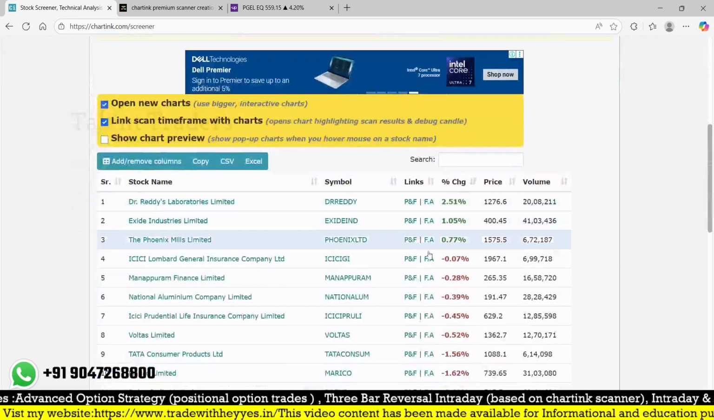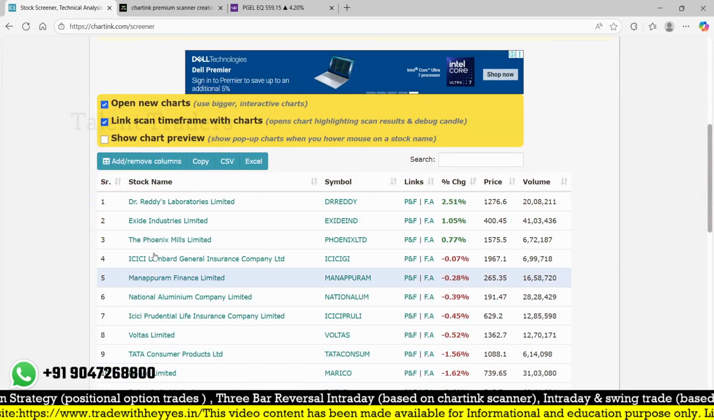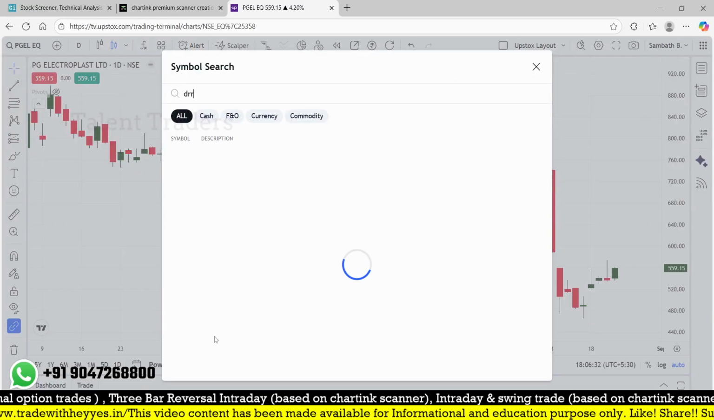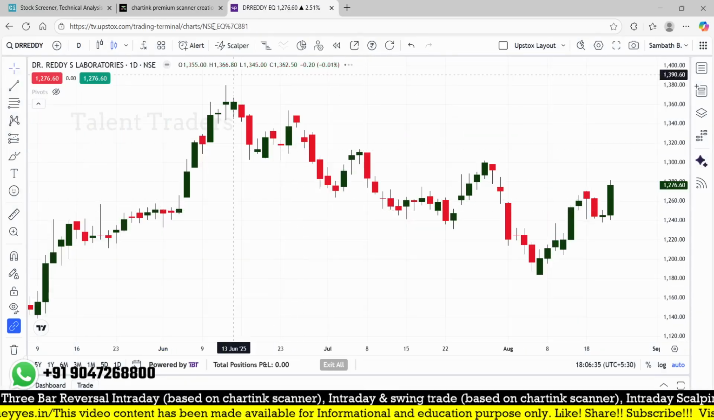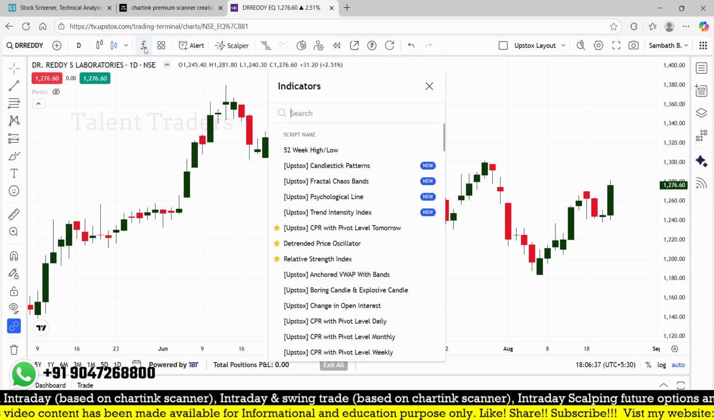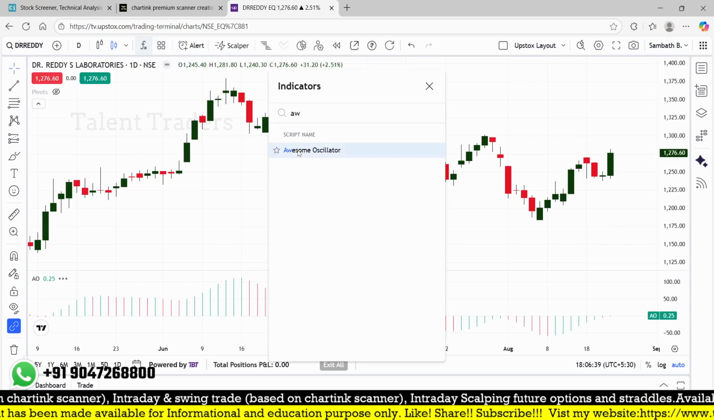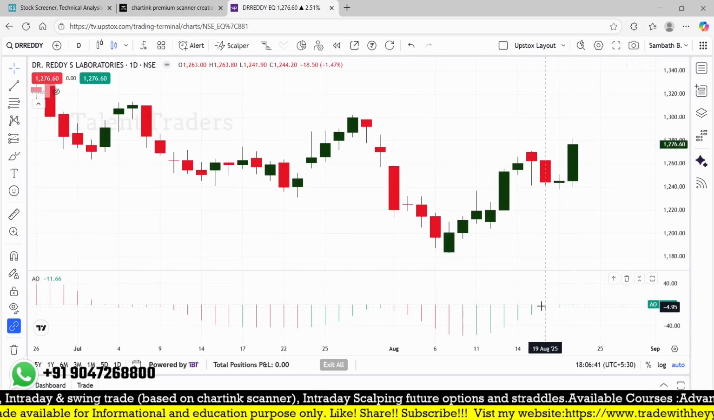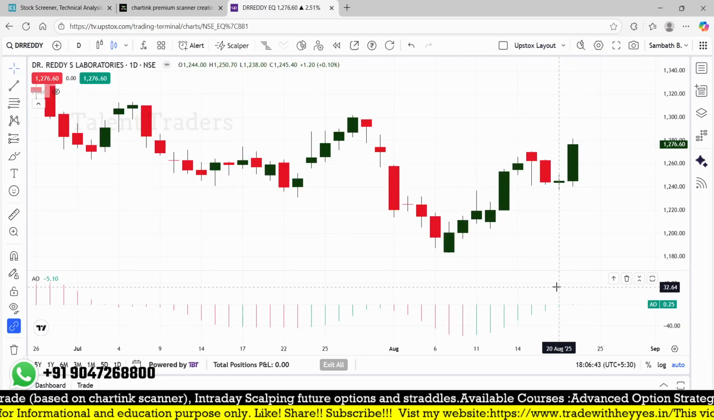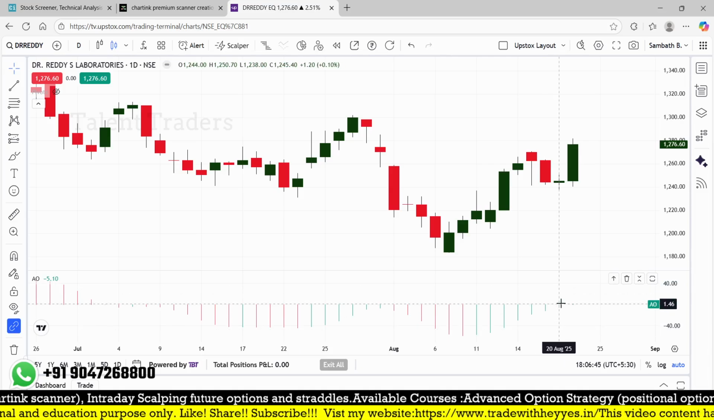So that means today, what are the stocks which crossed the Awesome oscillator? For example, Dr. Reddy's. Let me find it, and check if the Awesome oscillator is available. Yes. So yesterday that was below 0. Okay, this is about 1 day ago. What is the value?